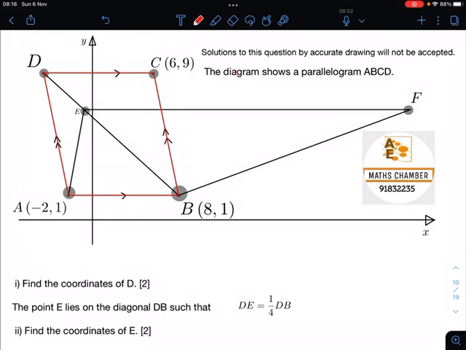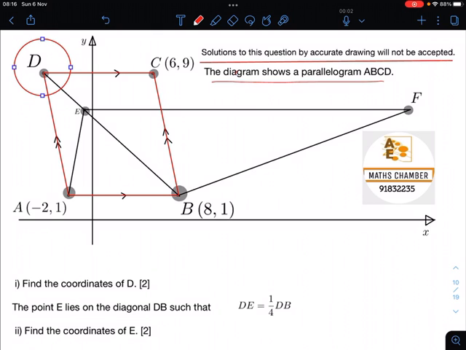Okay, guys, welcome back. We have this question on coordinate geometry. Solutions to this question by accurate drawing will not be accepted, which means you cannot use your graph paper to solve this question. The diagram shows a parallelogram ABCD highlighted in red, and we are required to find the coordinates of D.